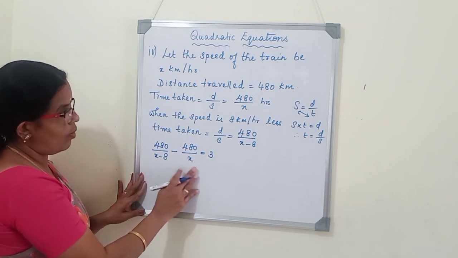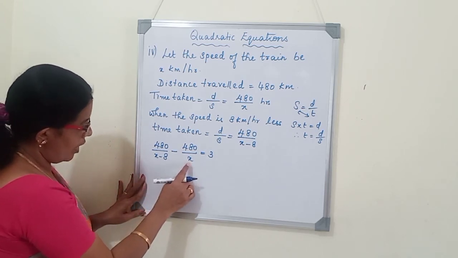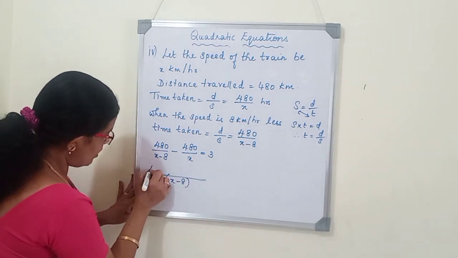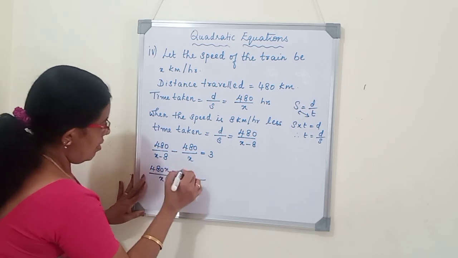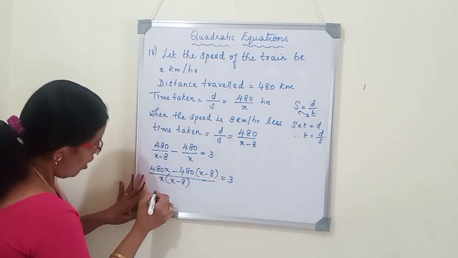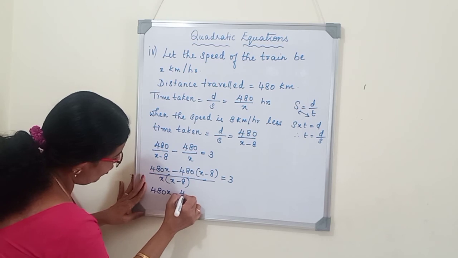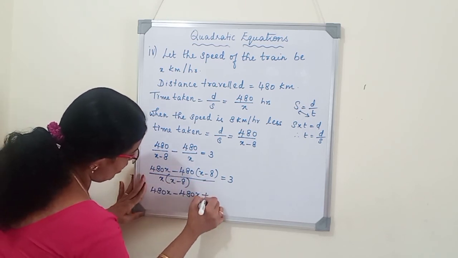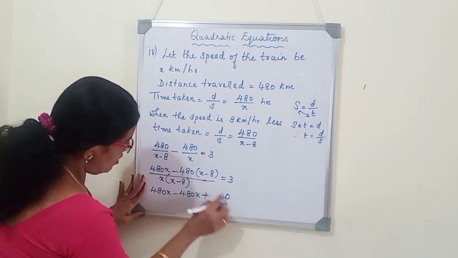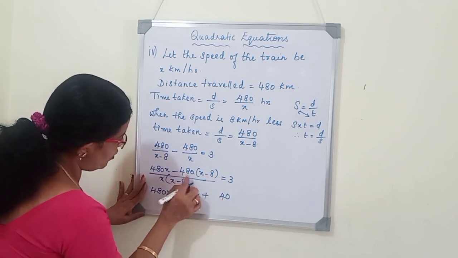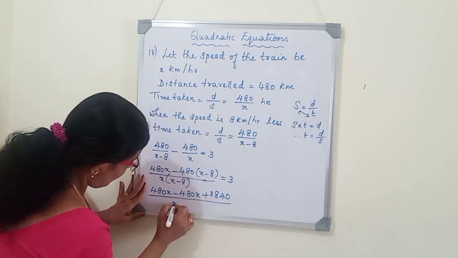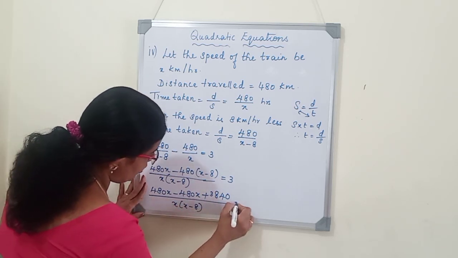But still this is not in the form of a quadratic equation. We'll simplify it. x into x minus 8 is the LCM. 480 into x minus 480 into x minus 8 is equal to 3. Now 480x minus 480x, and minus into minus is plus, 480 into 8. 8 zeros are 0, 8 8s are 64, 8 4s are 32 plus 6, 38. So 3840 by x into x minus 8 is equal to 3.